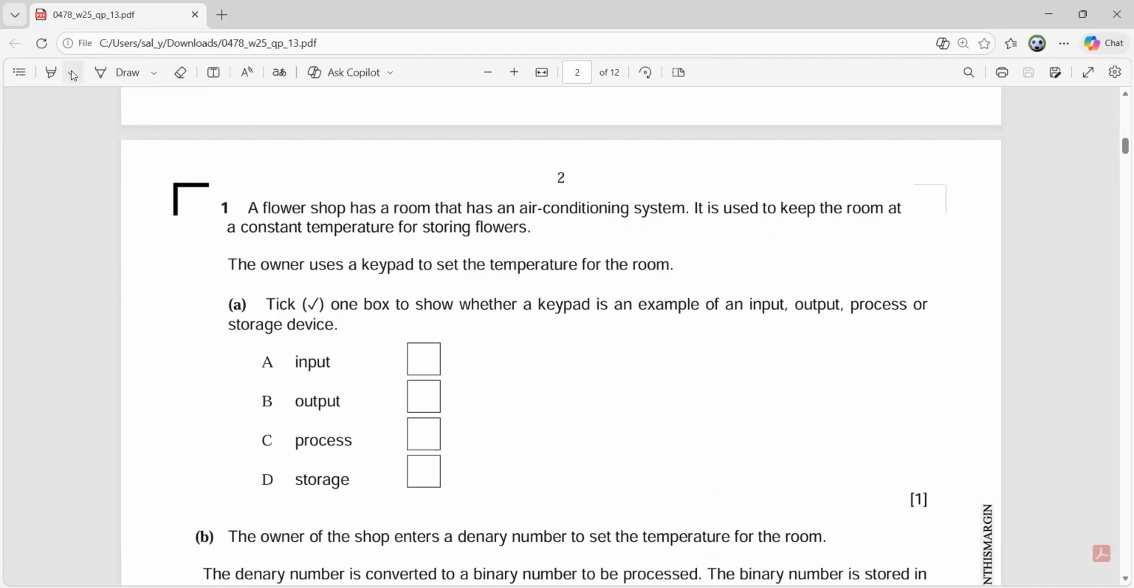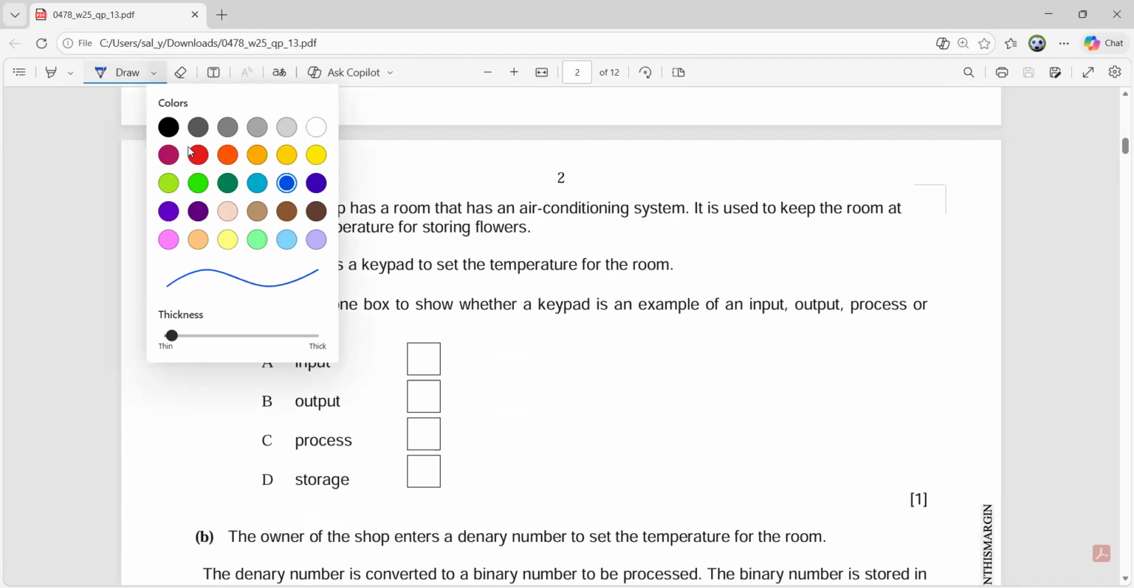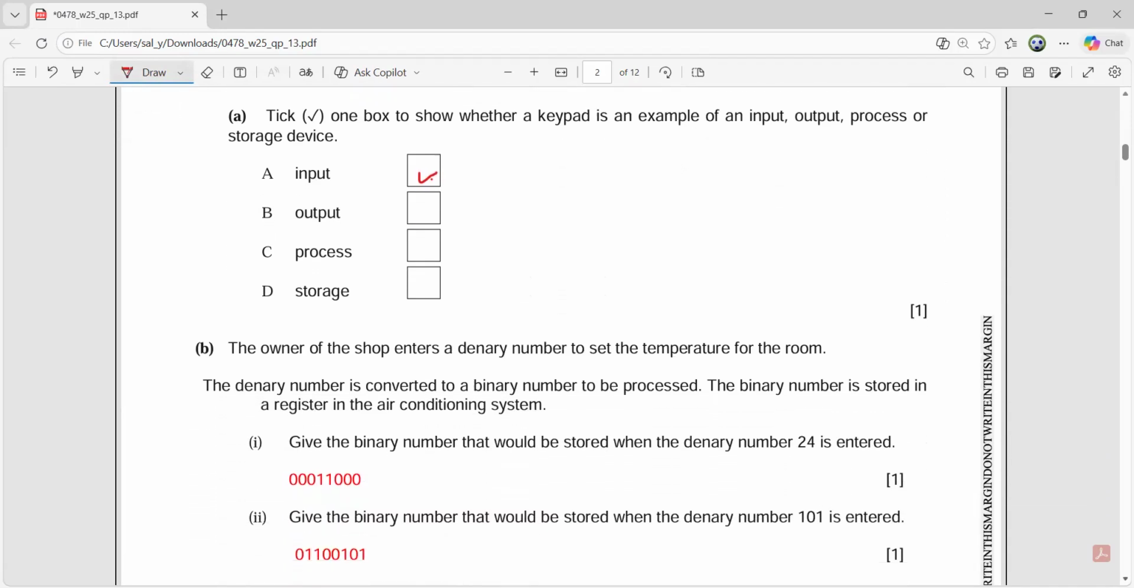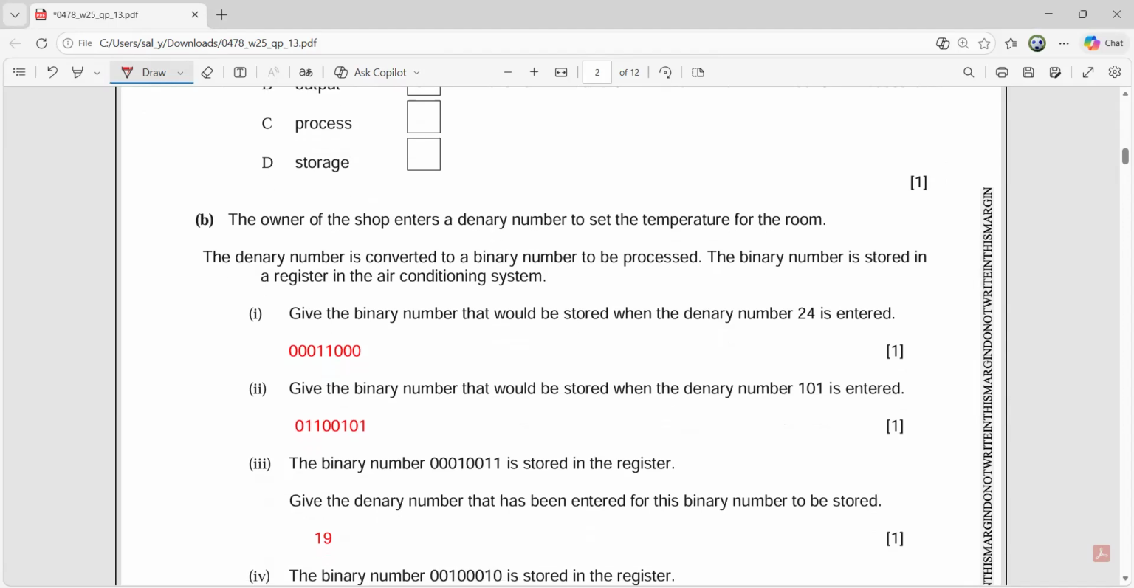So which one do you think is the right answer for that? It is an input device, correct. It is an input device. Okay, now moving to the second part. The owner of the shop enters a denary number to set the temperature for the room. The denary number is converted to a binary number to be processed. The binary number is stored in a register in the air conditioning system.